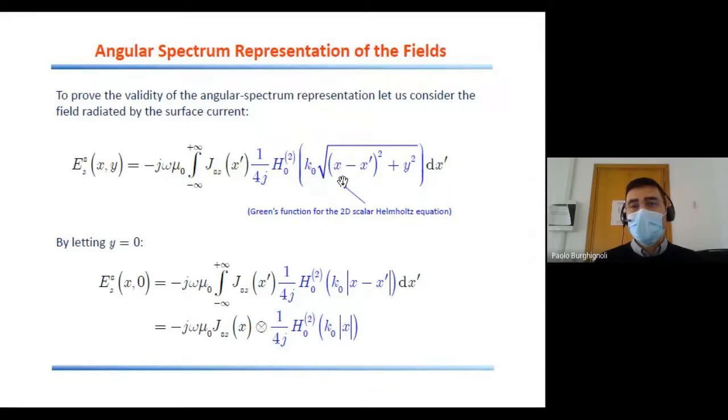In particular, if we observe at y equals 0, what we get is that the Hankel function has argument x minus x prime, and the integral that we need to perform becomes a convolution, that is a convolution along the x-axis. So we have, apart from this constant minus j omega mu 0, the convolution between the surface current density and the two-dimensional Green's function.